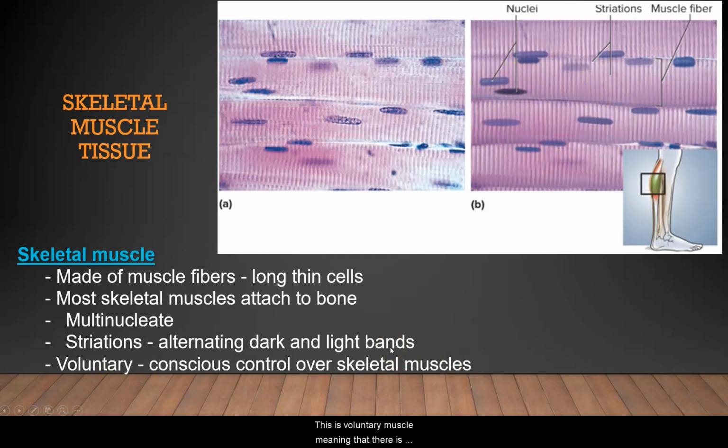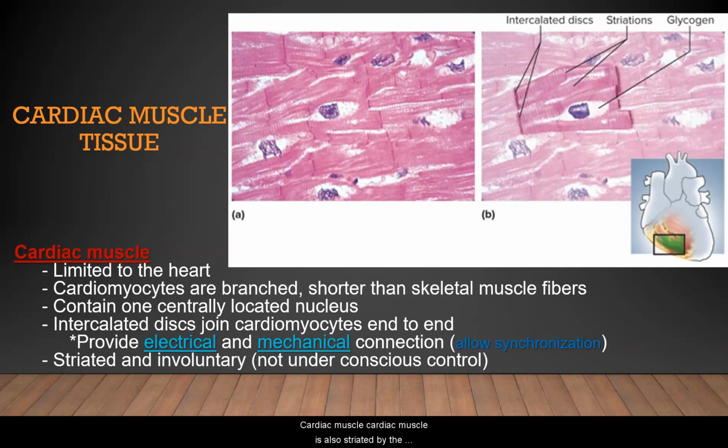This is voluntary muscle, meaning that there is conscious control over the skeletal muscles, right? When you want to extend your arm, you think about it and you can control it. Cardiac muscle. Cardiac muscle is also striated, by the way, you can see here, right, down the lines, just like the skeletal muscle. But cardiac muscle is just limited to the heart.